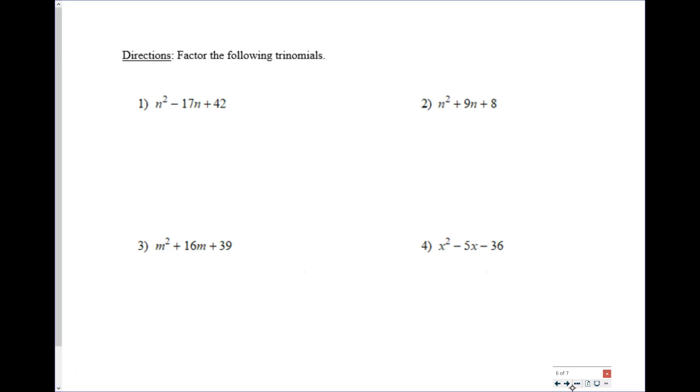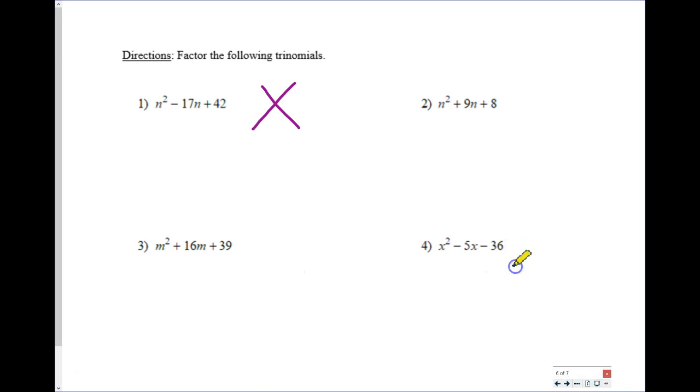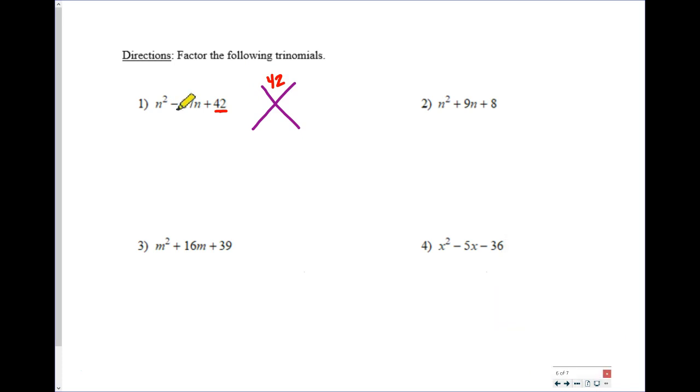So number 1, I'm going to do my x first. Okay? I'm going to put this number on top, the 42, and I'm going to put this number on bottom, negative 17. Watch your signs. Now I'm going to list all the factors of 42. So I've got 1 and 42, I've got 2 and 21, 3 and 14, and I've got 6 and 7.